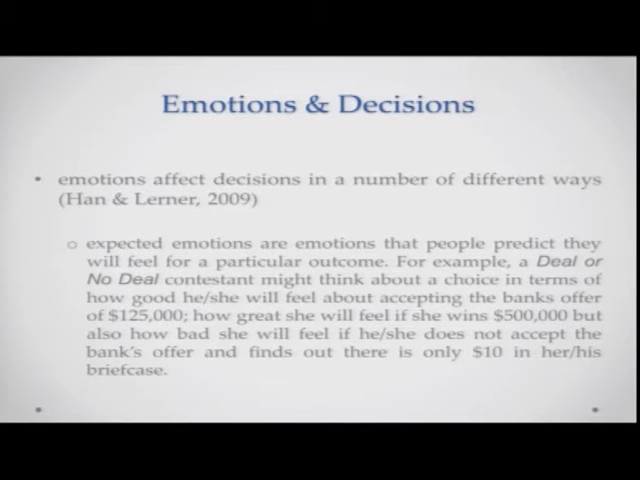One of the kinds of emotions I could talk about is expected emotions. Expected emotions are what people predict they will feel after a particular outcome. For example, a Deal or No Deal contestant might think about a choice in terms of how good he or she will feel when they win $125,000 by accepting the bank's offer, and compare it to how great he or she will feel if she wins $500,000, but also how bad he or she will feel if she does not accept the bank's offer and ends up losing.